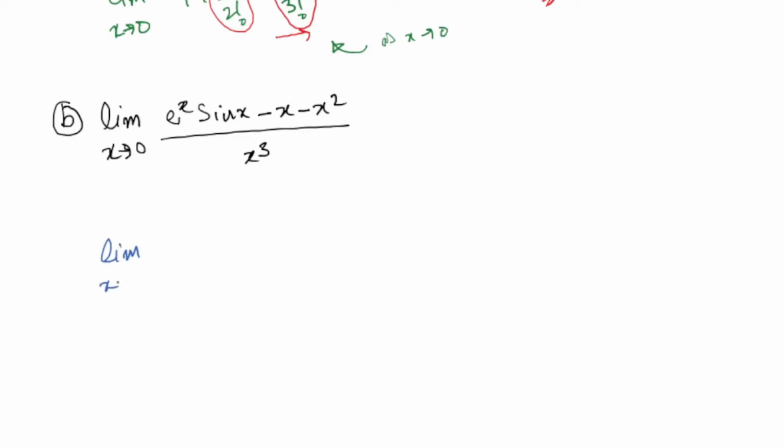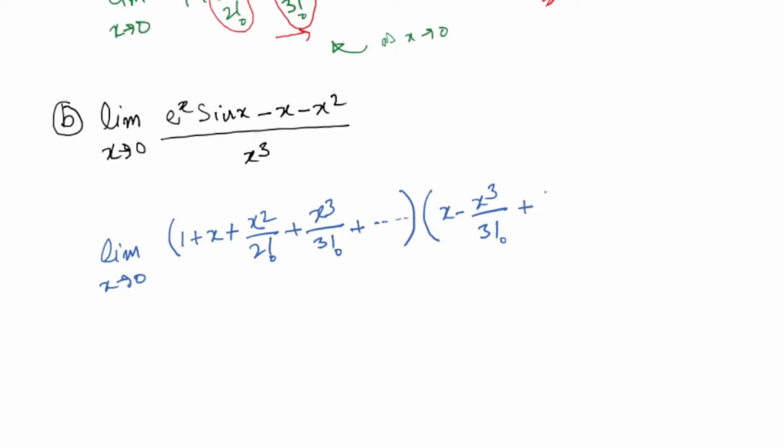Limit x tends to 0, e^x we can expand as 1 + x + x^2 divided by 2 factorial + x^3 divided by 3 factorial + and so on. And the sin x expansion is x - x^3 upon 3 factorial + x^5 upon 5 factorial + and so on. And in the numerator we have the terms minus x, again minus x^2.